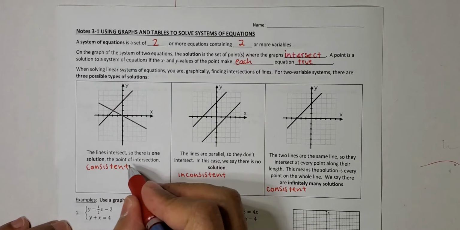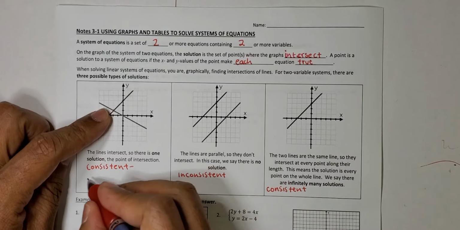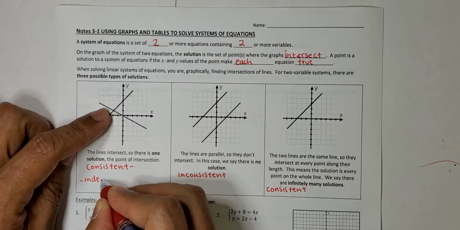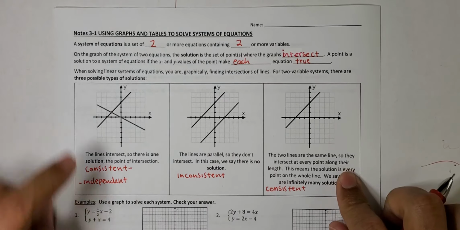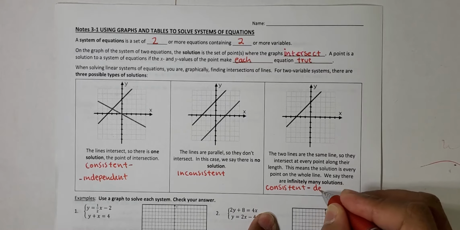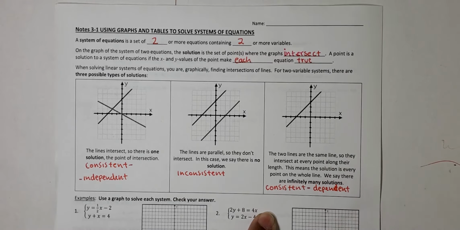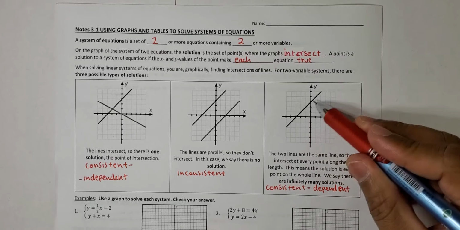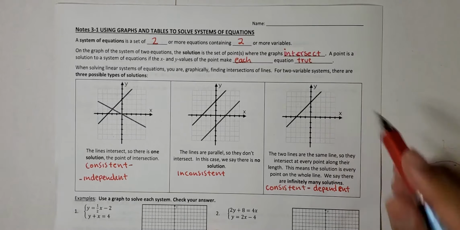However, this one has another name since it's consistent and it only intersects at one point. This is also called independent. So it's a consistent and independent system, okay, because it only intersects at one point. This one here, however, is dependent. And think of this as two lines following the other, okay, so they're on top of each other, so they depend on each other.